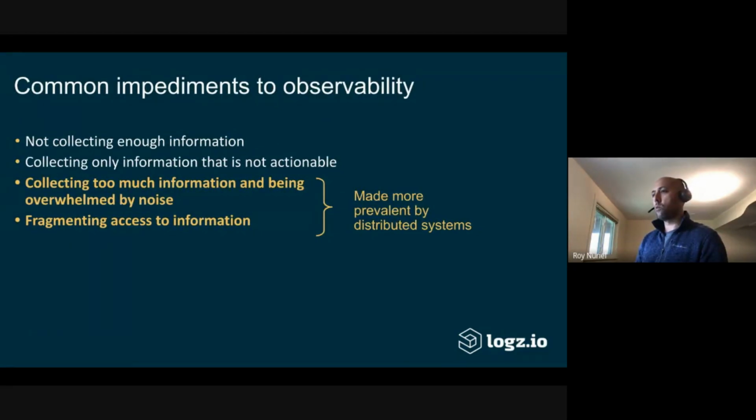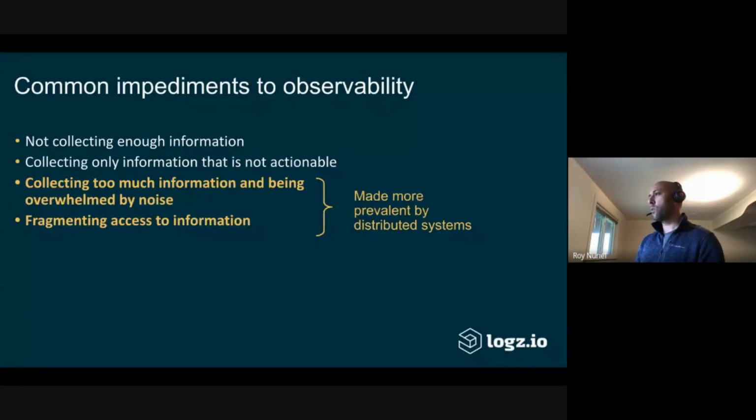Common impediments that we see in observability, and I think the first two are very straightforward. Obviously, if you're not collecting enough information, it's not really useful. The same goes if you're collecting only information that is not actionable. Those are very intuitive. If we look at distributed, containerized applications, then the other two are actually very interesting. The first one is collecting too much information, which creates a lot of noise and complexity in understanding what's relevant and what's not. I don't know how many of you have set up a Prometheus instance together with Grafana.